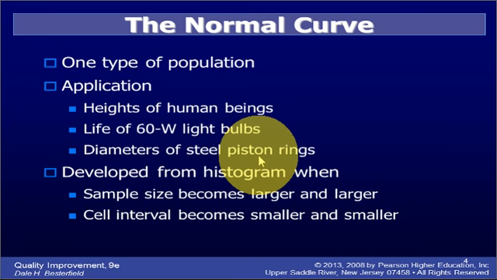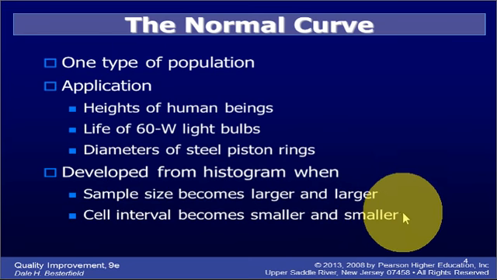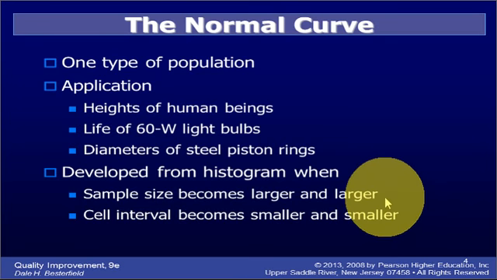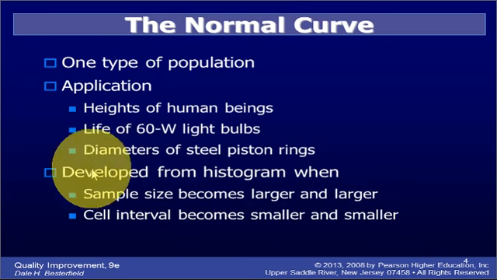The normal curve is developed from a histogram when the sample size becomes larger and larger and the cell intervals become smaller and smaller. When you go to the extreme, you have an infinite number of samples, and each cell is very, very small, so you can view them as continuous variables.